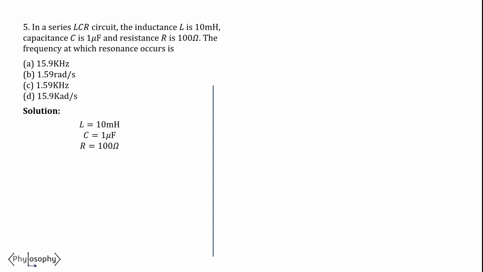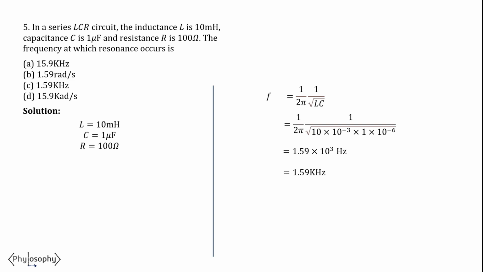Now the frequency at which resonance will occur is given by f equals 1 over 2 pi times 1 over square root of LC. Now if you put the values of L and C in the same unit, then you will get the final result 1.59 times 10 to the power 3 Hertz, or this is equal to 1.59 kilohertz. So option C is the correct answer. Now let's solve our next problem.